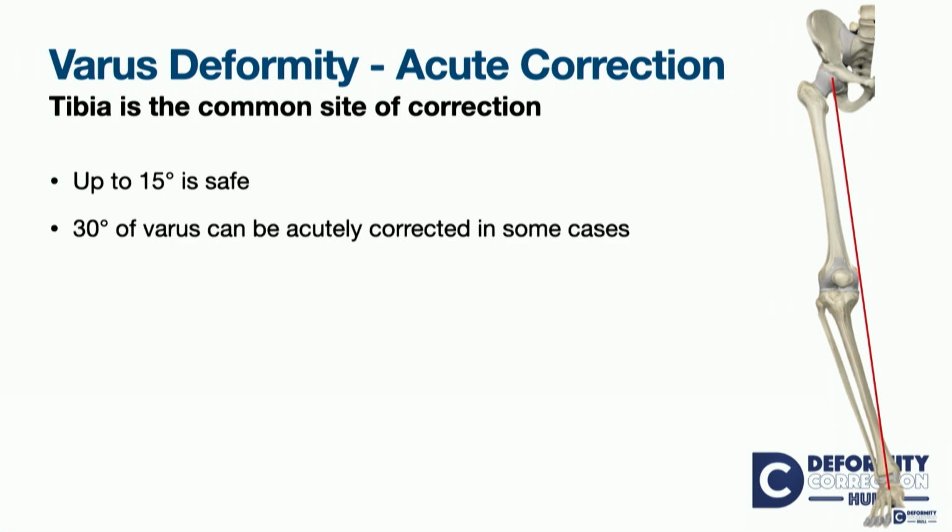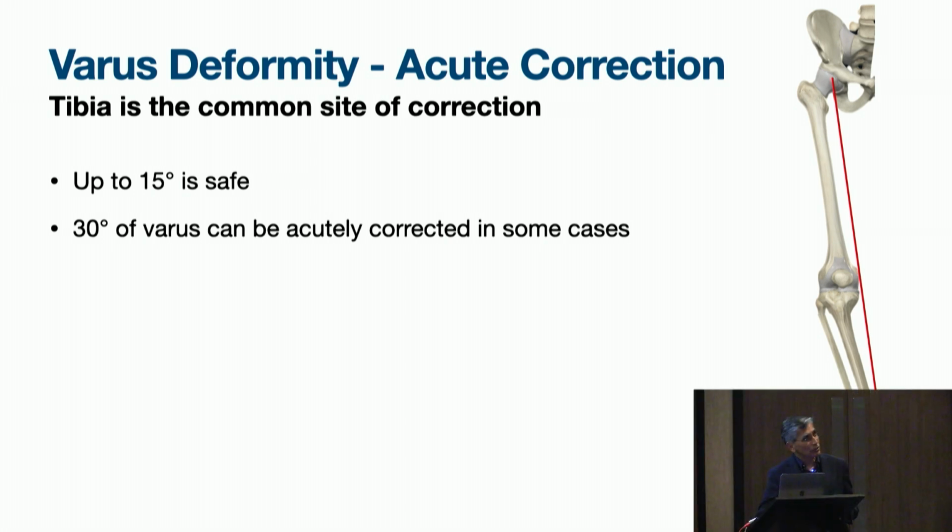You can correct that. And then if you come to the area of Blount's disease, 15 degrees is nothing. So there is literature to say that you can push up to 30 degrees in selected cases. So that's very pristine cases, no previous surgery, and you're very careful. You've done a generous fasciotomy and a fibular osteotomy, and then you're correcting the varus. So that's okay in some cases.